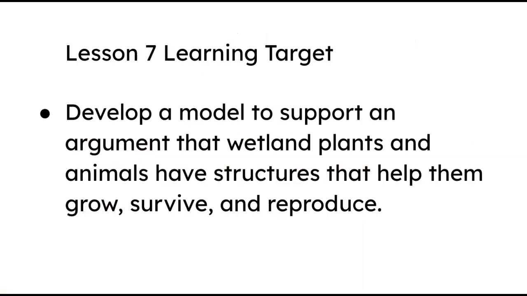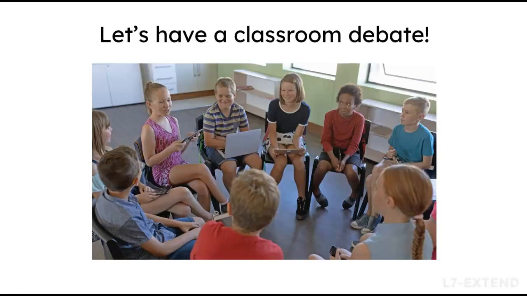By the end of this lesson, students will have developed a model to support an argument that wetland plants and animals have structures that help them grow, survive, and reproduce. For the optional Extend, you can set up a classroom debate where students can debate topics such as which animal is best at getting food or which plant is best at protecting itself.